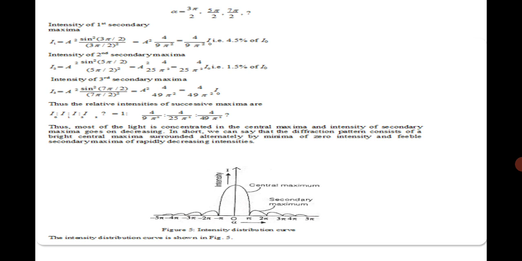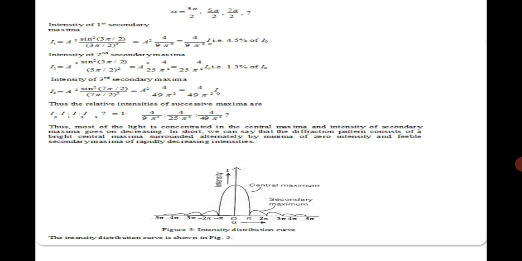Intensity of third secondary maxima: I3 is equal to a square sin square 7 pi by 2 divided by 7 pi by 2 whole square, which is equal to a square into 4 by 49 pi square, which is equal to 4 by 49 pi square I naught. Thus the relative intensities of successive maxima are I naught ratio I1 ratio I2 ratio I3, which is 1 ratio 4 by 9 pi square ratio 4 by 25 pi square ratio 4 by 49 pi square.